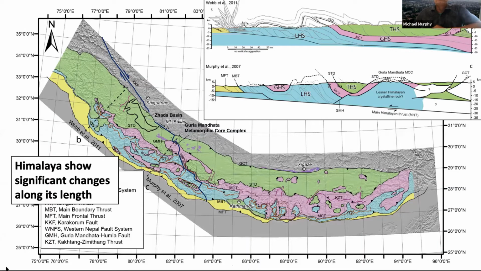So when you look at two cross sections, here's two cross sections across the Himalaya, one by Webb and others in 2011, and then one I published in 2007. What you should notice is that there's a lot of difference, even over the short distance. You can see a great difference in the colors of the blue and the pink along strike. And so it's this geology that we really want to explore.